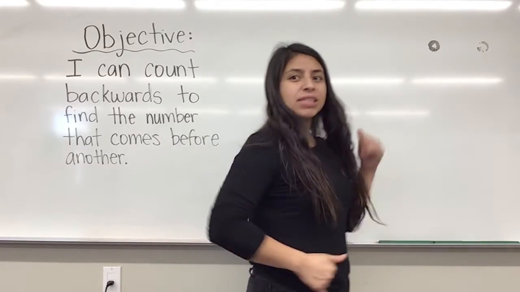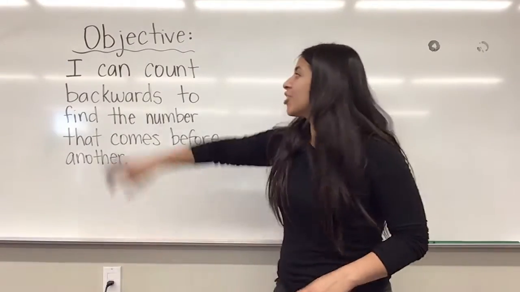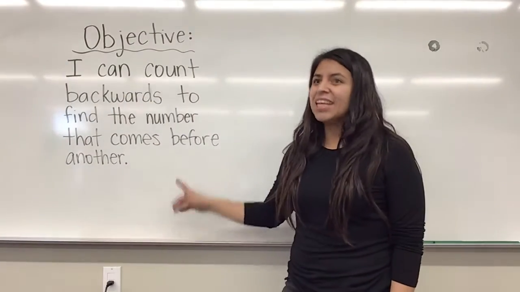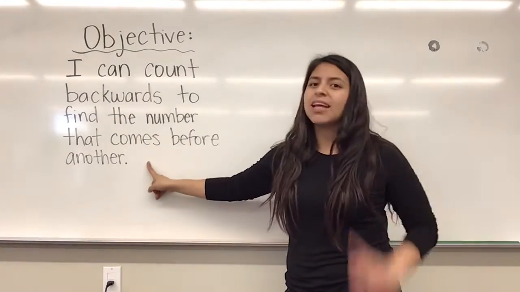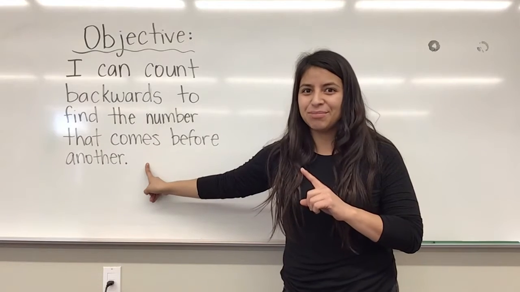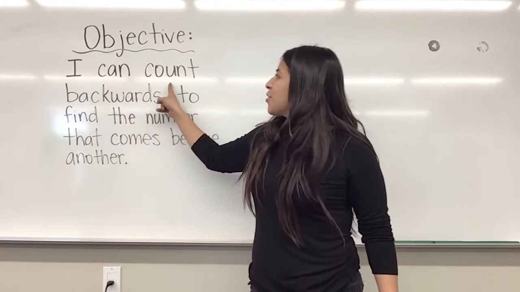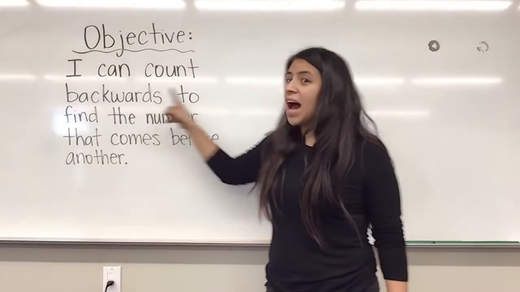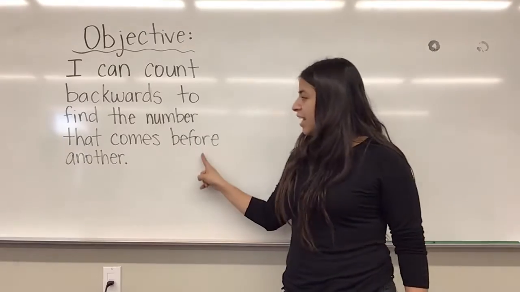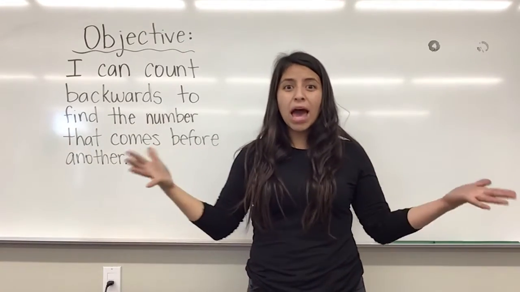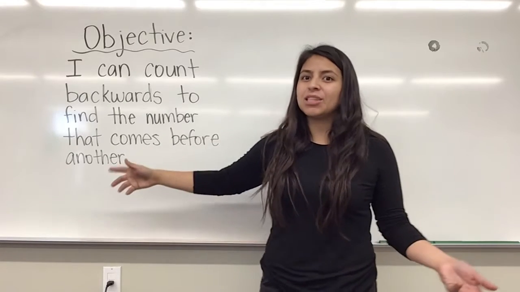We are going to be counting backwards today. But before we do that, we got to go over our objective. It's a pretty long objective. Let's count the words in our objective to see just how many there are. 1, 2, 3, 4, 5, 6, 7, 8, 9, 10, 11, 12. There are 12 words in our sentence. Let's see what it says.